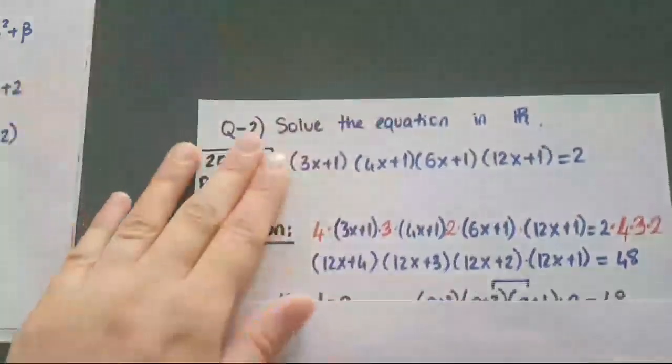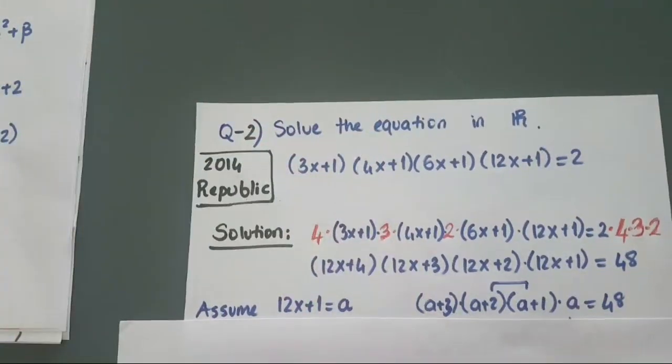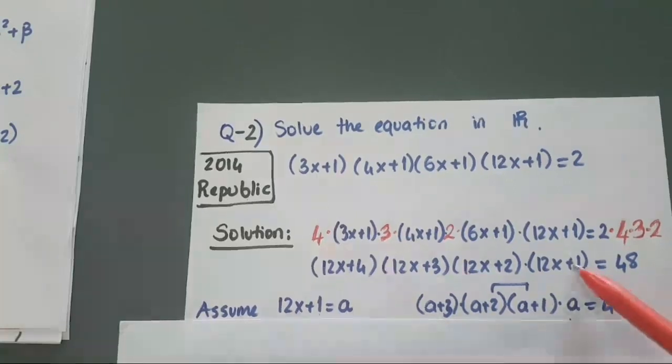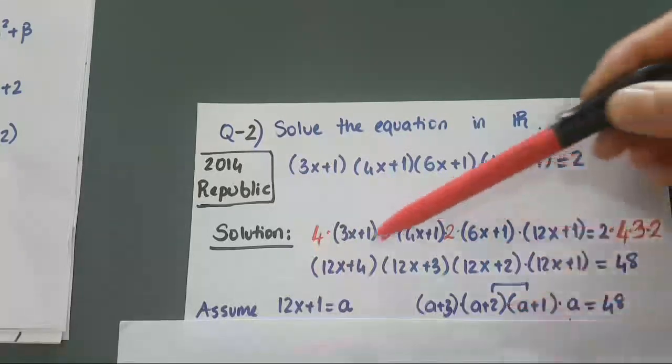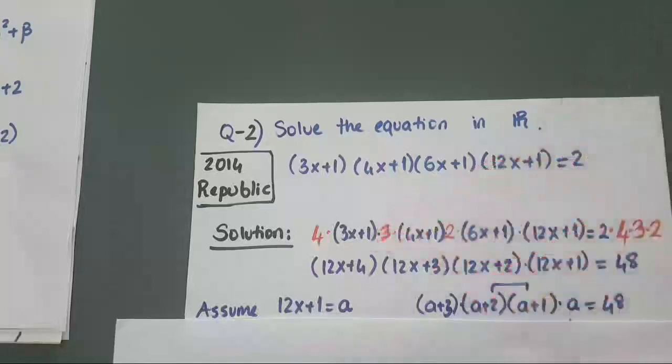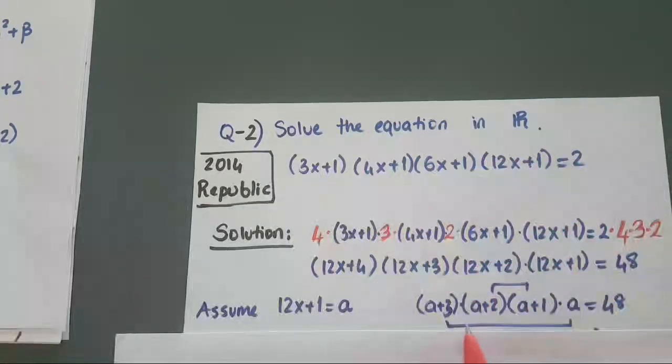If we assume that 12x plus 1 is equal to A, the last one will be A, the third one will be A plus 1, the second one will be A plus 2, and the first one will be A plus 3. So the product of A plus 3, A plus 2, A plus 1, and A is equal to 48.